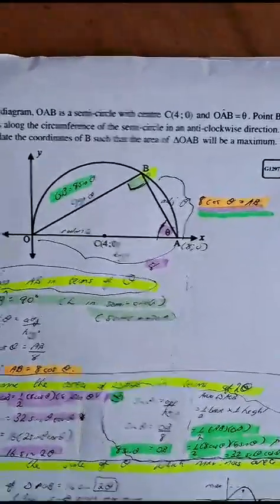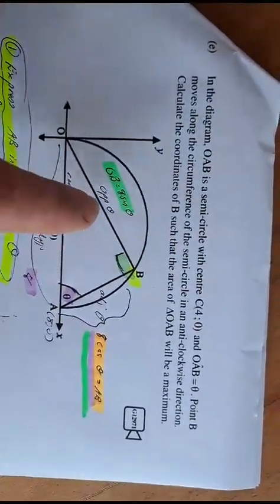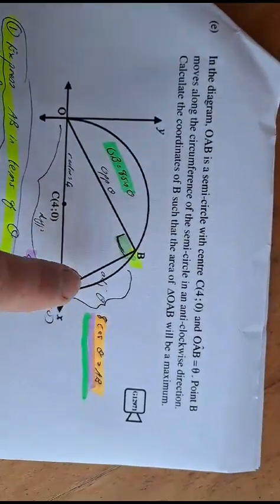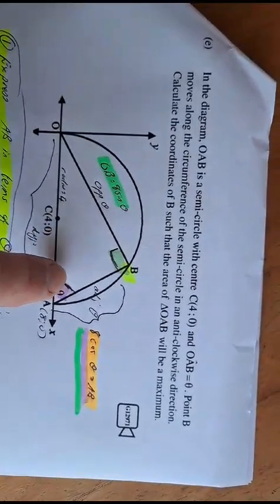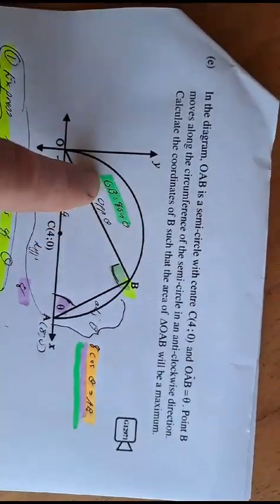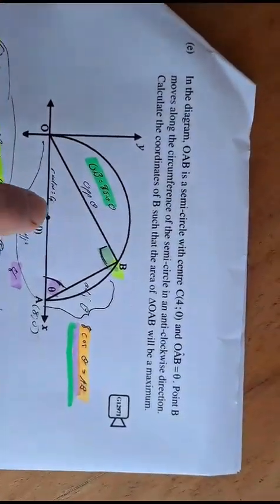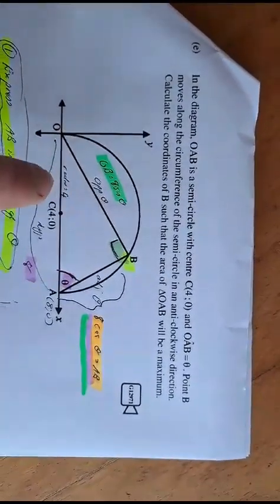Right, so this is another dynamic geometry question. It says in the diagram, AOB is a semicircle with center C, radius 4, and angle A, that angle over there, is theta. Point B is on the circumference, and it can move along from here in an anti-clockwise direction. So B can move anywhere in that direction. It says calculate the coordinates of B such that the area of triangle AOB will be a maximum.